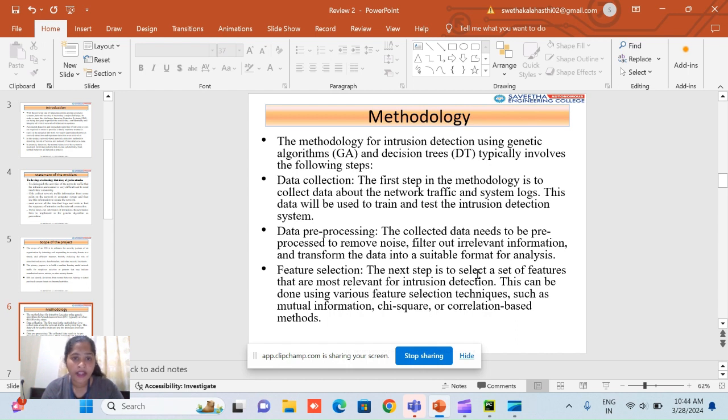In this, we use machine learning algorithms like genetic algorithms, decision trees, and heuristic algorithms, and the data collection steps: features, data collection, data pre-processing, feature selection. We use attack categories like U2R, unauthorized access, probing, surveillance, and R2L, such as guessing passwords, and so on.